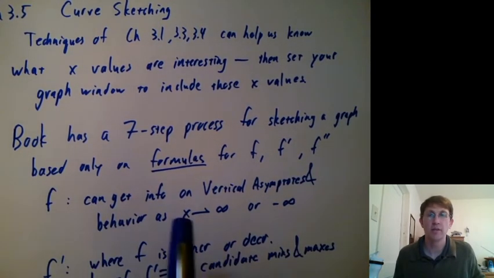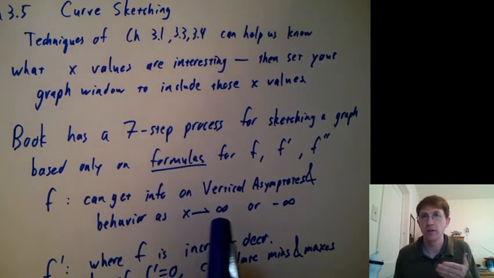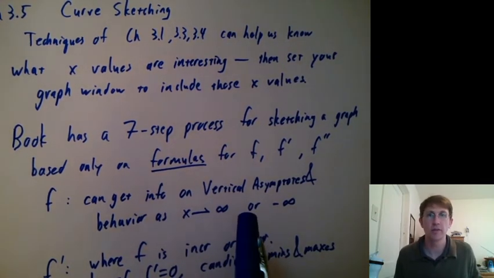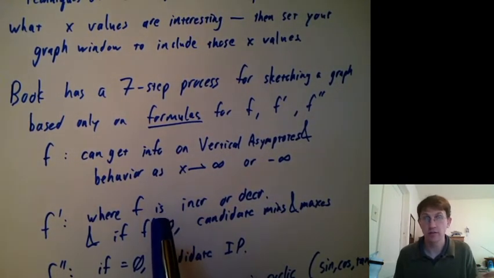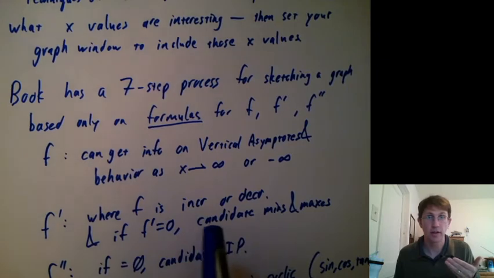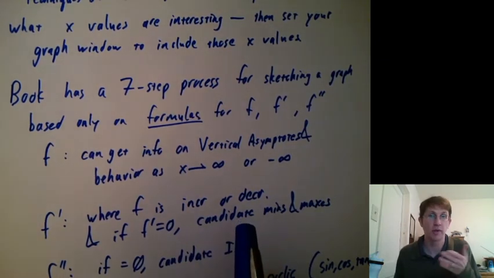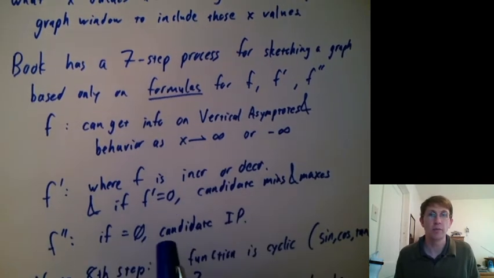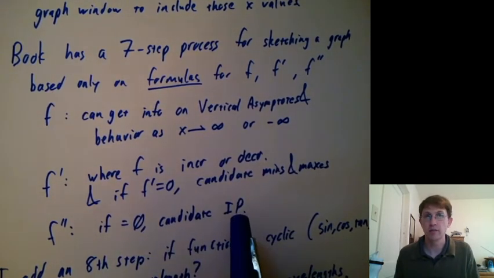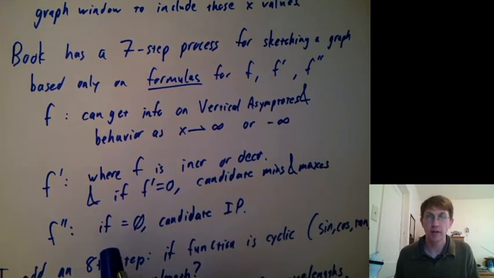From f, we can get information on vertical asymptotes and the behavior of the function as x goes to infinity or minus infinity, whether it has horizontal asymptotes. F prime gives us information on where the original function is increasing or decreasing, and if f prime is 0 or undefined, then that's a critical point, and that could be a candidate min or max. I'd want to graph something around there to see what's going on. And if f double prime is 0, then that's a candidate inflection point. Where f double prime is positive, then that's probably concave up, all kinds of good stuff.